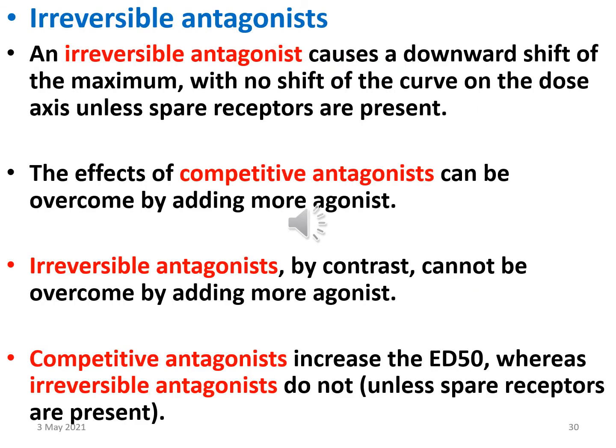While an irreversible antagonist causes a downward shift of the maximum with no shift of the curve on the dose axis unless spare receptors are present. The effect of competitive antagonist can be overcome by adding what? More agonists, while an irreversible antagonist, by contrast, cannot be overcome by adding more agonists. Competitive antagonists increase the ED50, whereas irreversible antagonists do not, unless spare receptors are present.